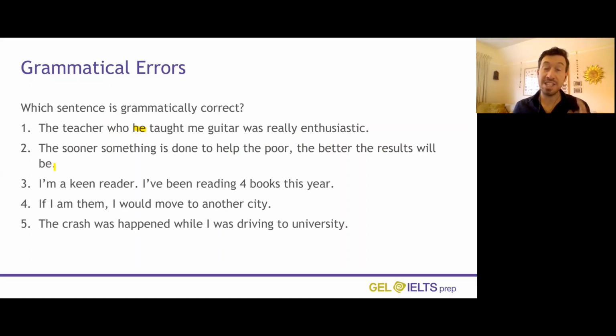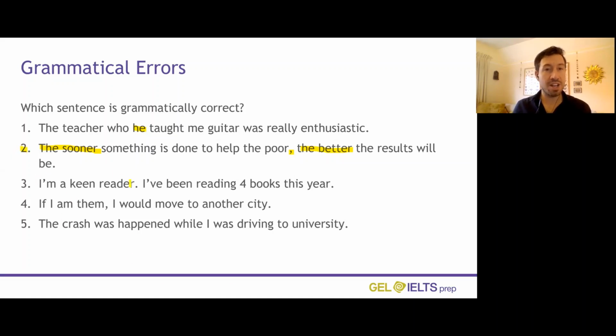Number 2, the sooner something is done to help the poor, the better the results would be. This is correct. This is fine. This is called a double comparative. The sooner, the better. And you can have it in 2 clauses. Now, it's quite a nice structure that you could possibly use in your speaking. So 2 is correct.